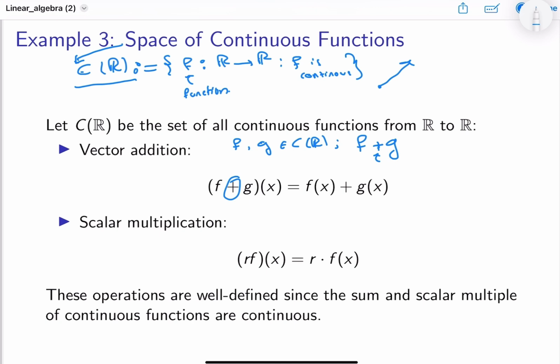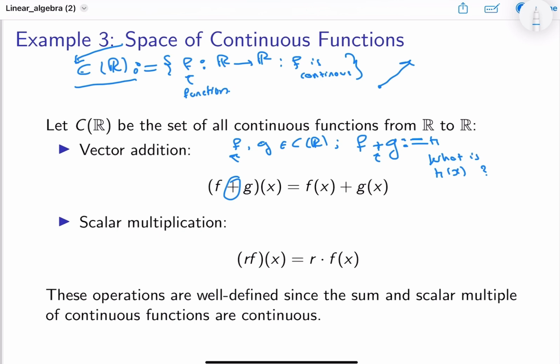Like, if I tell you what f of x is at every x, I would be telling you what the function is. Similarly, this function, if we call f plus g by h, for me to tell you what h is, I need to tell you what is h at every real number in this case. So if I tell you what h is at every x, then I'll be telling you what this sum is. So this is what I'm gonna do.